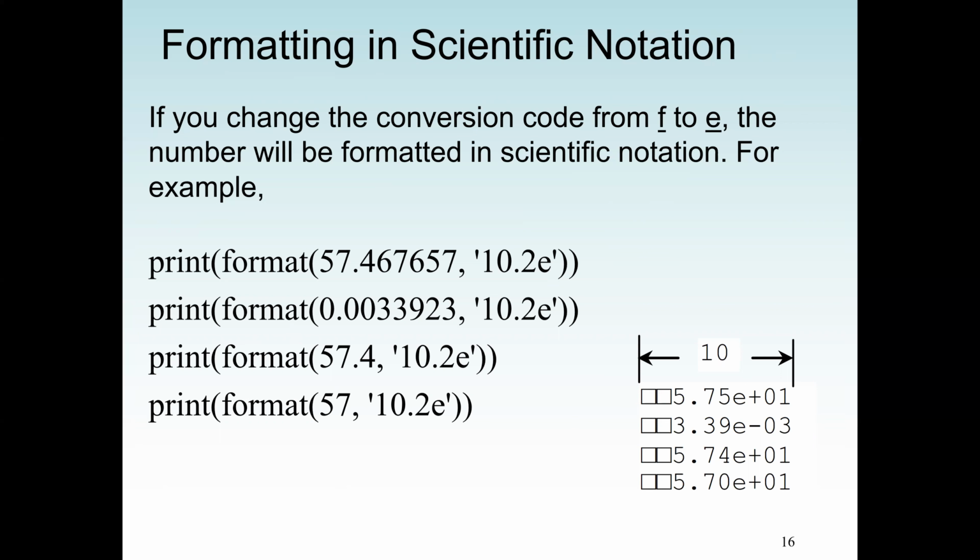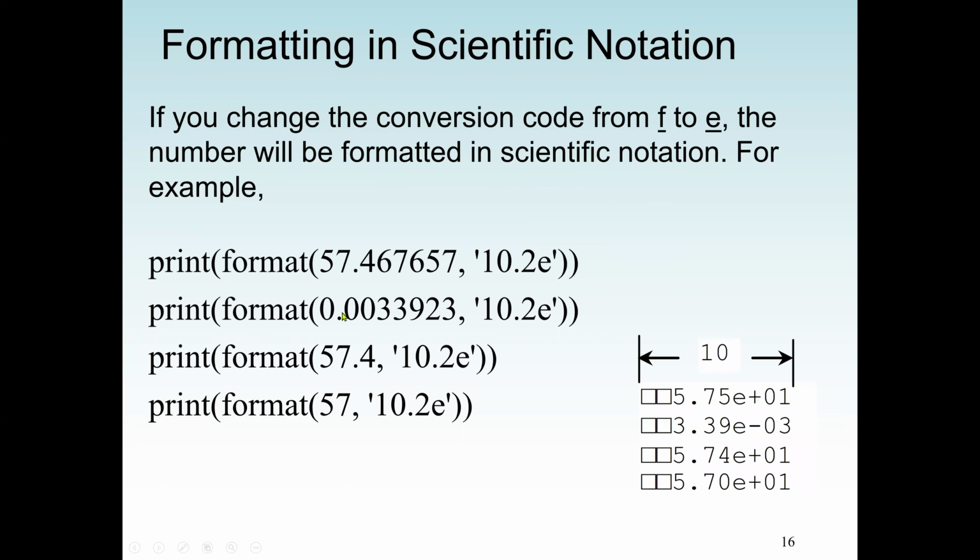The second one, we have 10.2 again, 2 decimal places. But we need the value to be a whole number because in scientific notation, you should have a single digit before the period. So scientific notation means the whole number should be anywhere between 1 and 9. Then for the first one, we have 5.75E plus 01. We move the decimal place once. Here we move it 1, 2, 3, so it will be 3.3.